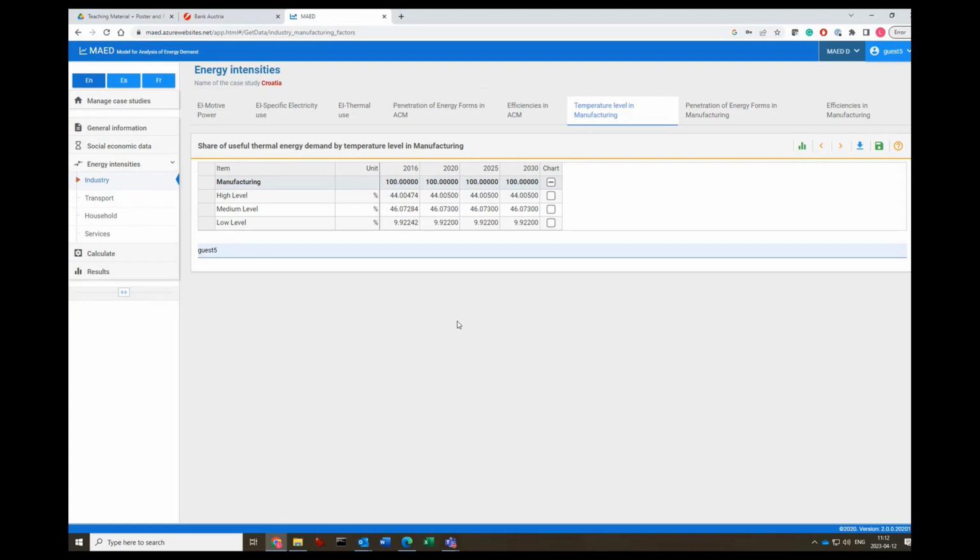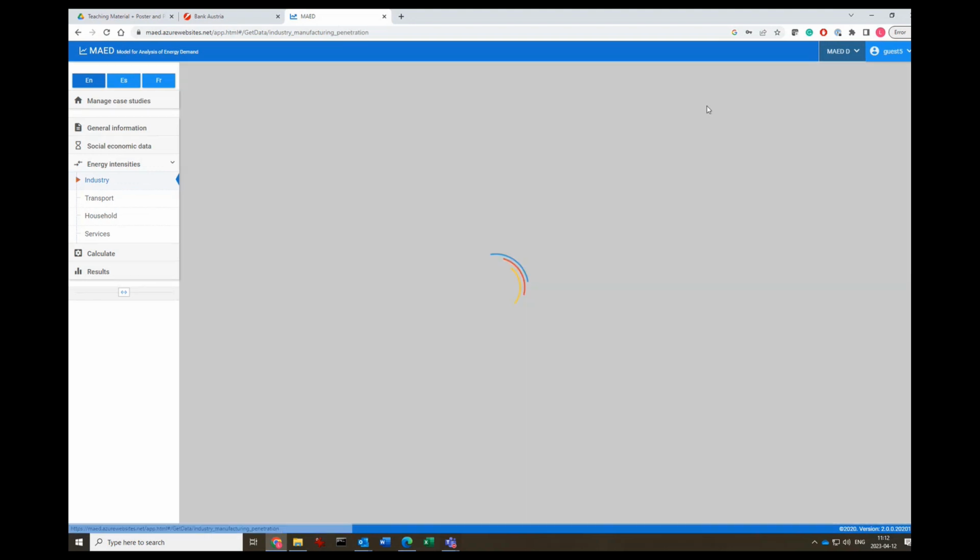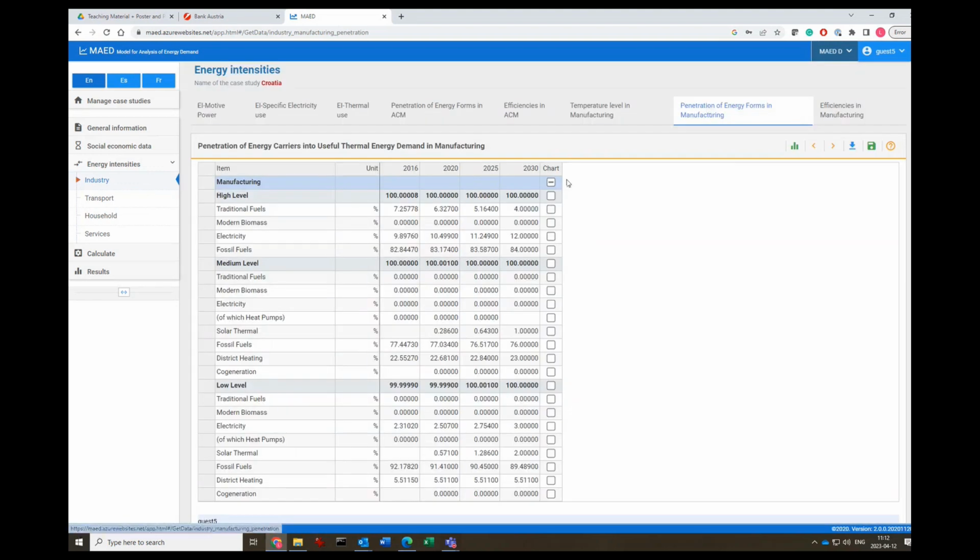Okay, so for example, this is the share of useful thermal energy demand by temperature level. As you can see in the manufacturing sector, we have most of the processes done with the high level and medium level temperature, and a small amount is done also with the low level of temperature. And what are the different energy forms providing these levels of temperatures? Here is the next table.